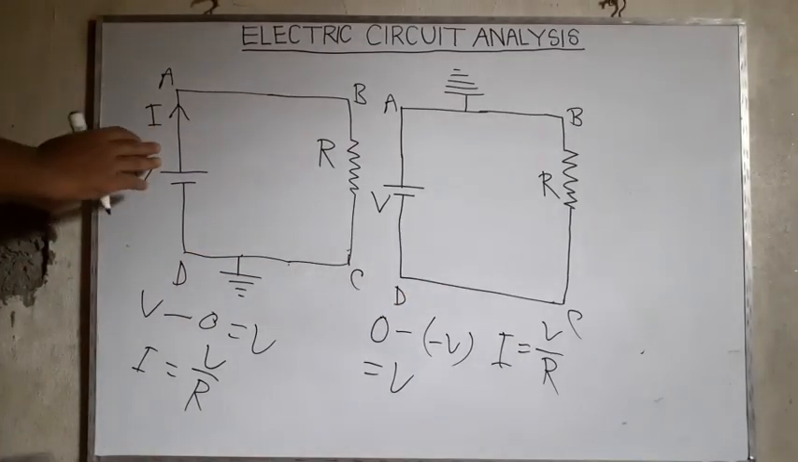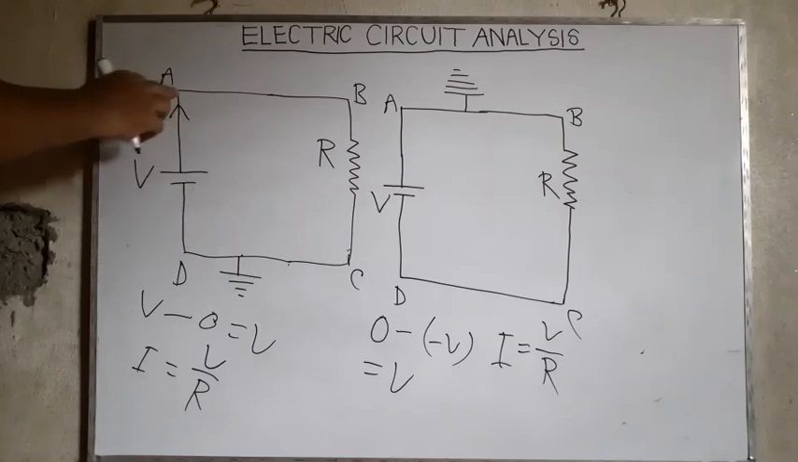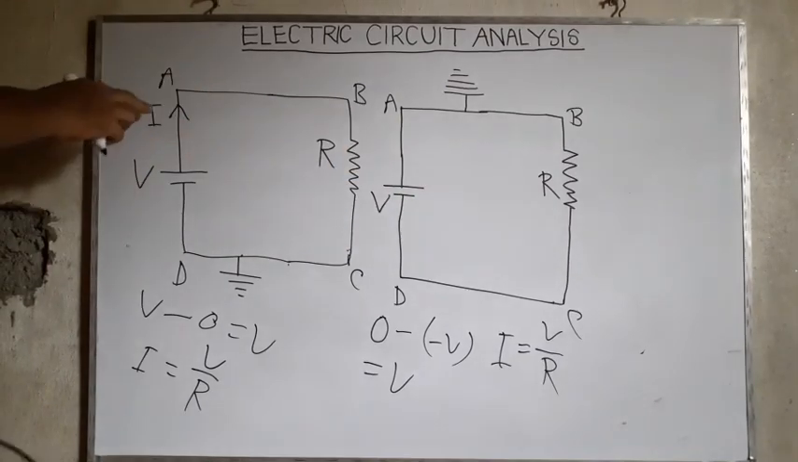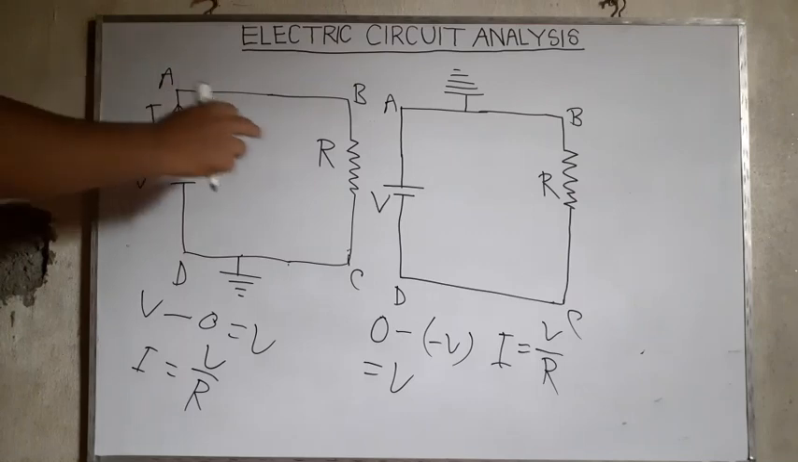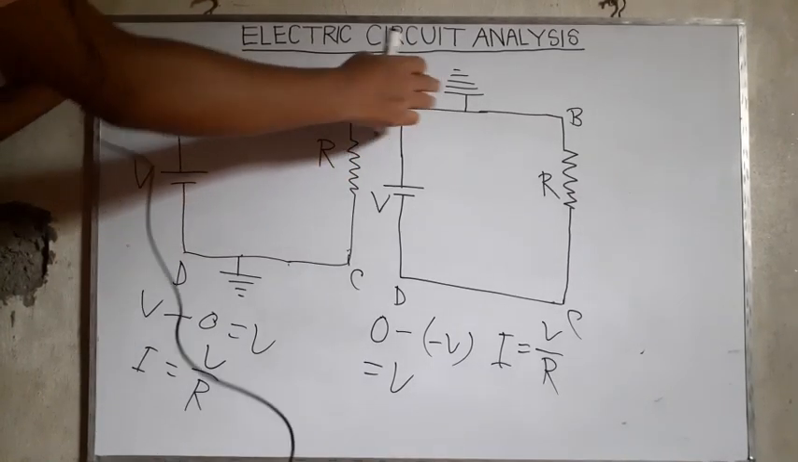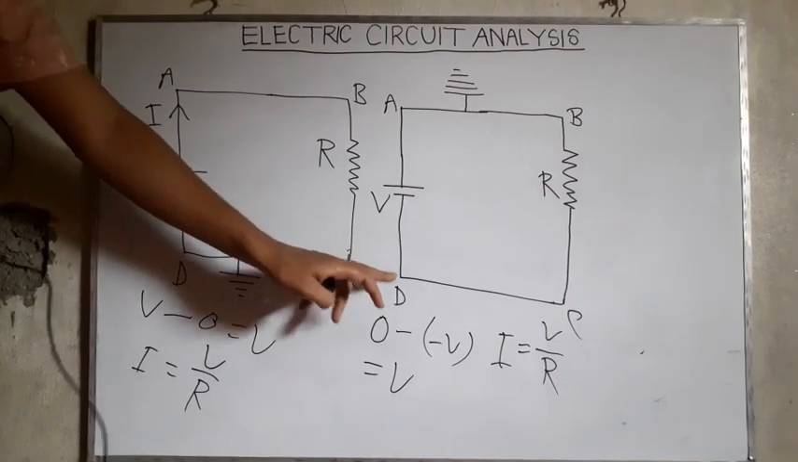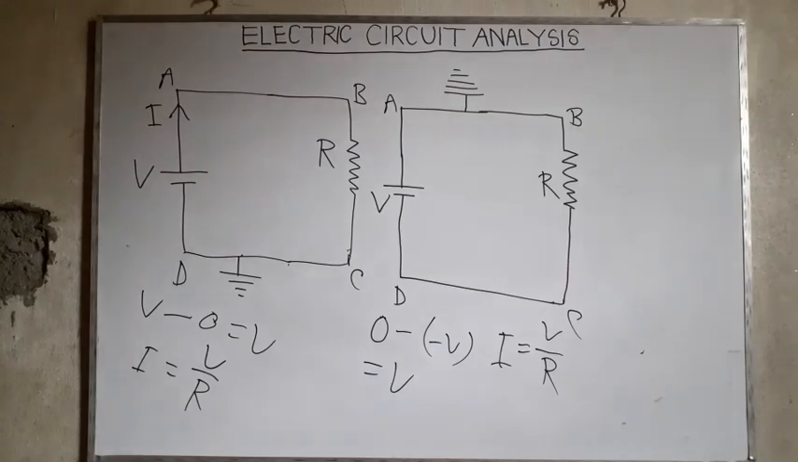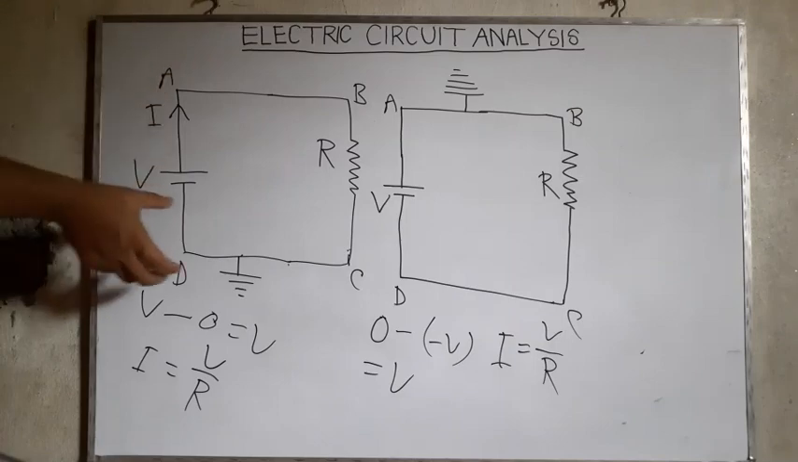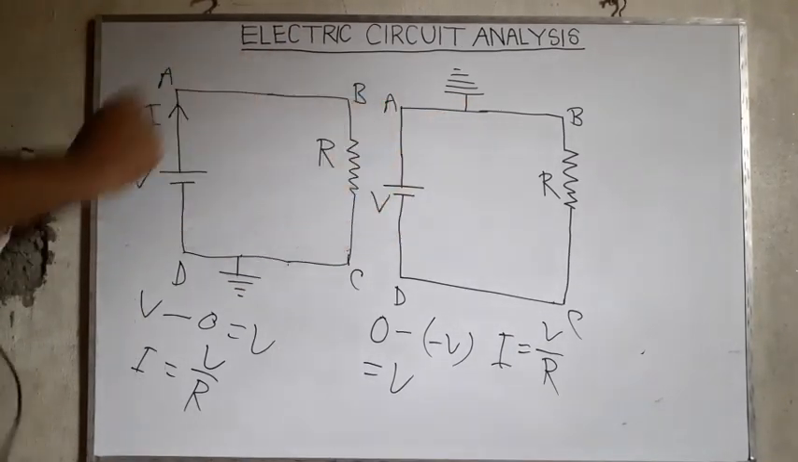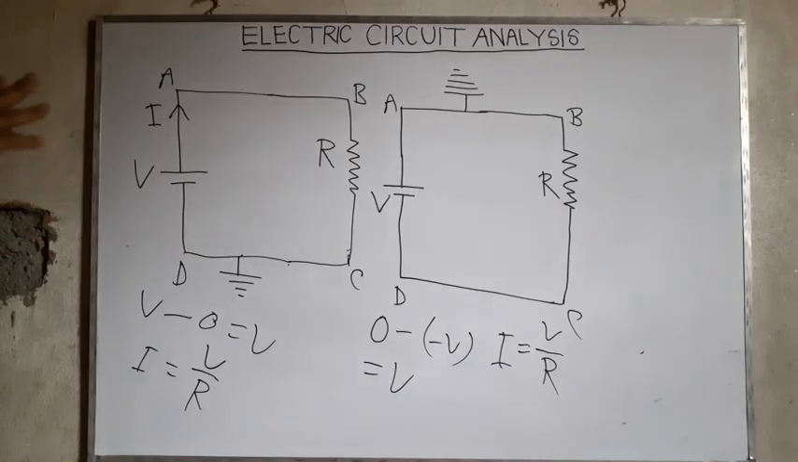Here the potential at a point of the first circuit and at the same point of the second circuit are different. Here the potential at A is V and here the potential at A is 0. Here the potential at D is 0 and here at D is minus V volt, but the current flowing through the circuit is the same because the potential difference is the same. Here the potential difference is V and here the potential difference is also V. Therefore the current flowing through the two circuits is the same.